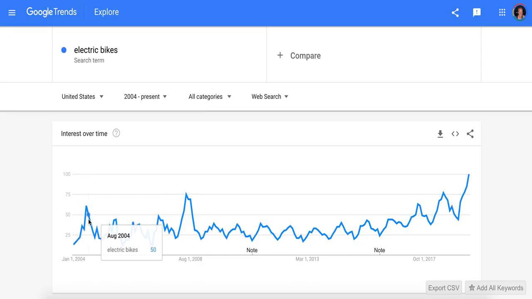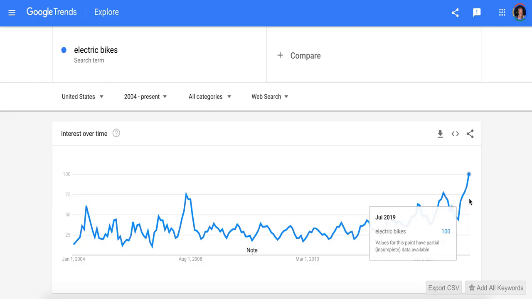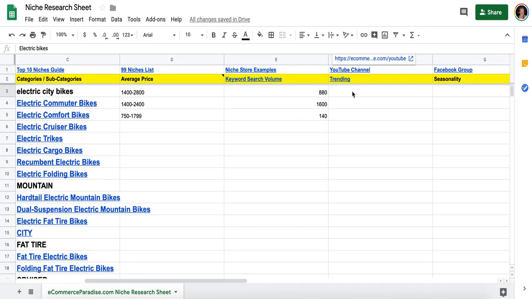So you can see in 2004, the max keyword volume it was getting was somewhere around 61. It peaked in August 2008, and then it kind of went down after that. And then just recently, around 2017, it started really massively seeing some growth again. 2018, it got even higher. And now in 2019, it's the highest it's ever been. So that's great. It's definitely trending up. So it's a great niche to be in.